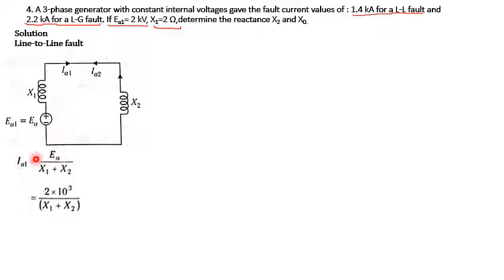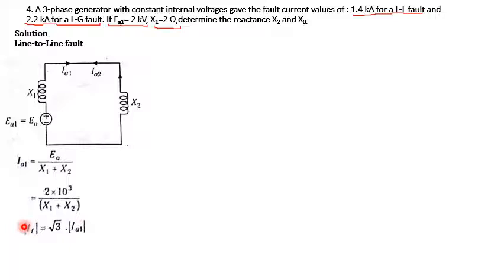So what is IA1? IA1 is equal to the source EMF divided by the total reactance. Observe here it is EA, it is given directly. Do not consider that it is 4 divided by root 3 because EA1 is given directly. So this is X1 and X2 value. Look at this, are there any parameters given? Here X1 is already given, that is 2 ohm.